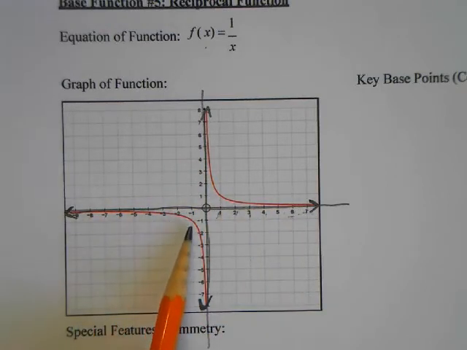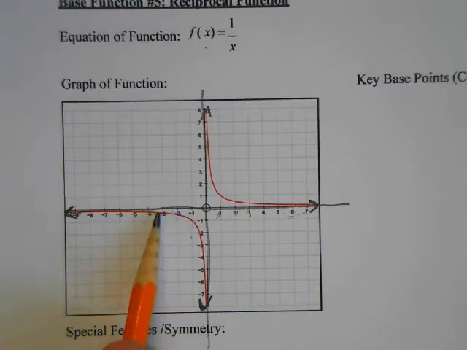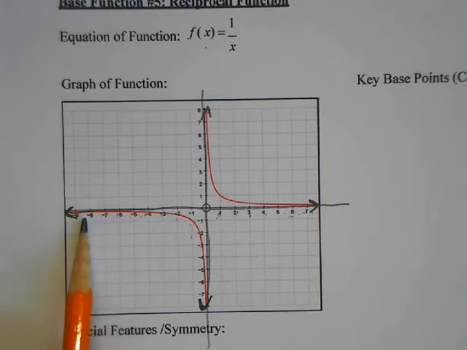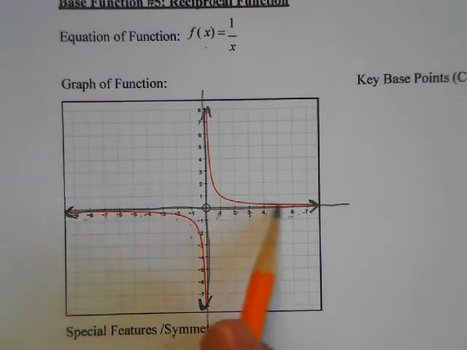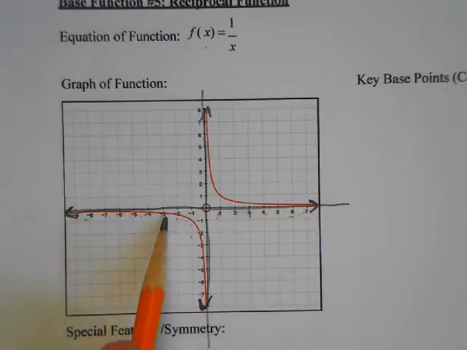If my x value is -1, my y value is -1, 1 over -1, 1 over -2, 1 over -3. So it's -1/4, -1/5, -1/6, -1/7, all the way up to like -1/1,000,000th. It's still below 0, but very, very close to 0. So this x-axis is an asymptote because we can never actually have a y value of 0.